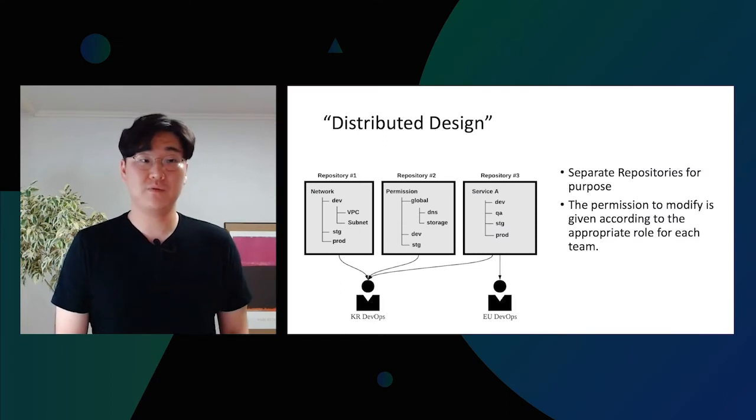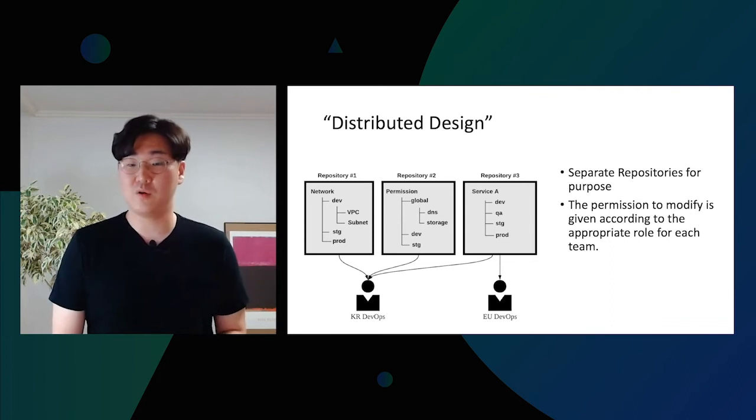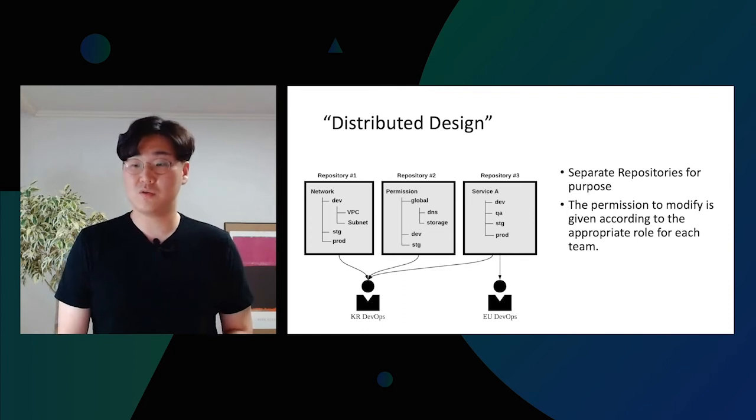If you do separate repositories for the purpose, for example, if EU DevOps starts to manage Service A's infrastructure only, we can manage the service vertically regardless of the environment. Then EU DevOps only cares about repository 3 for Service A, but KL DevOps teams cover all of the repositories for the global infrastructure. So what I want to say is, the permission to modify is given according to the appropriate role for each team. That is an important thing.